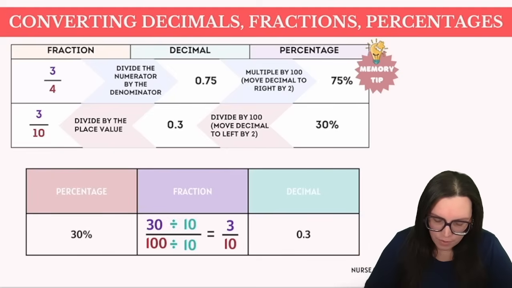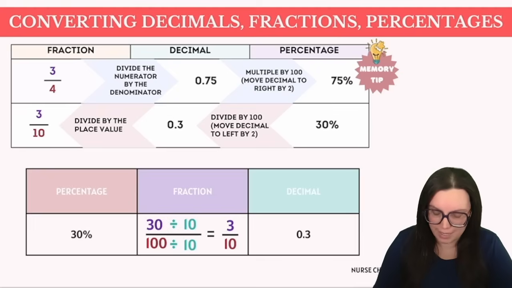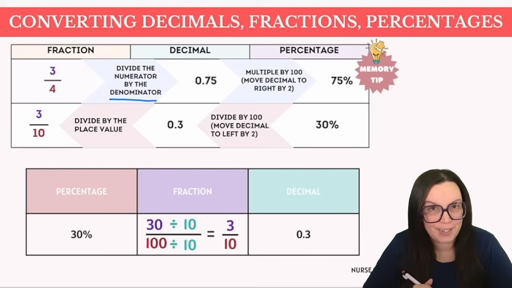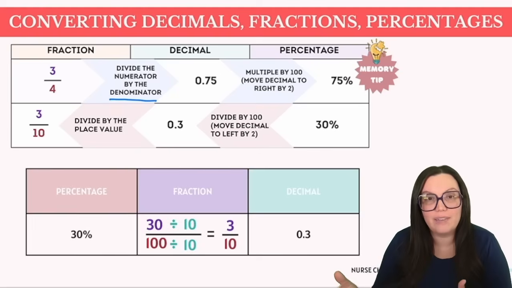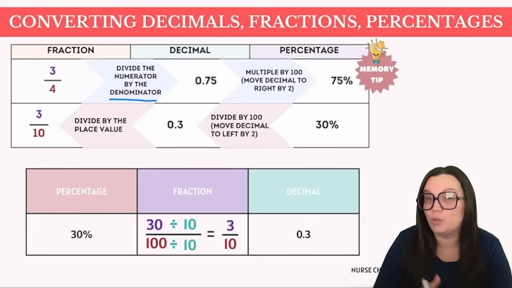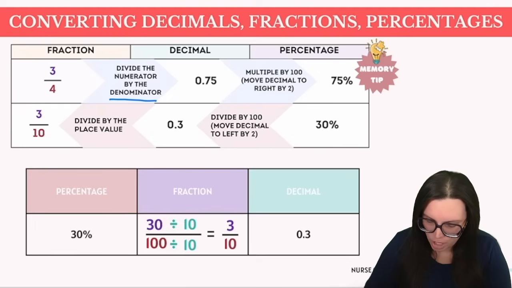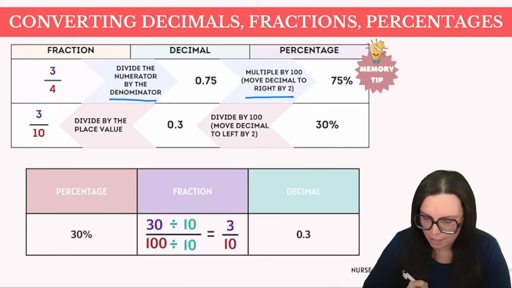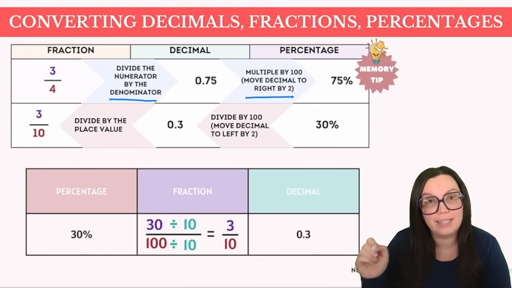If we start out with a fraction and we want to make it into a decimal, all we have to do is divide the numerator by the denominator. 3/4 would give us 0.75. Now, if we had to convert between a decimal and a percentage, we would simply multiply by 100 and move the decimal to the right 2 places.